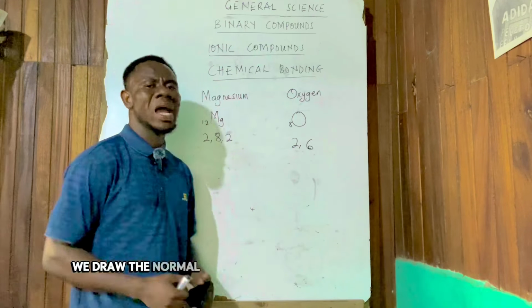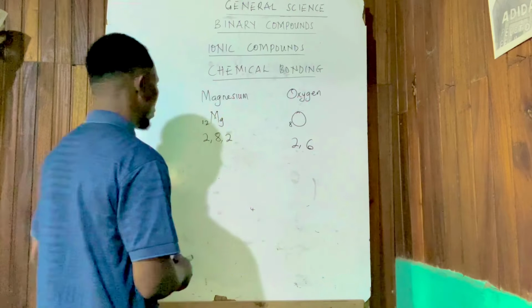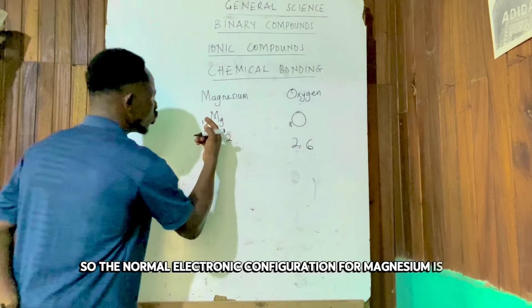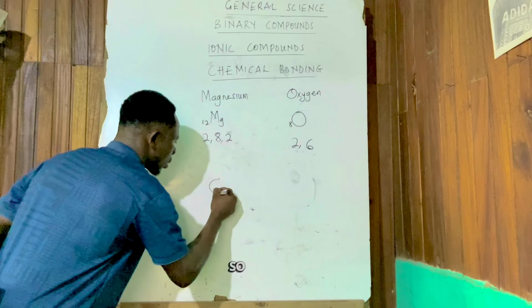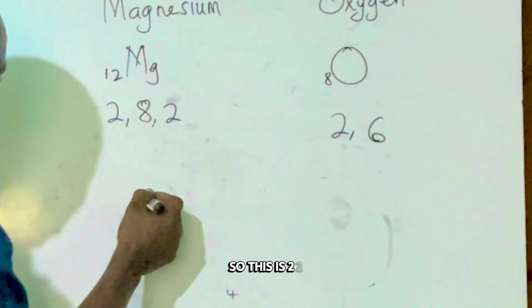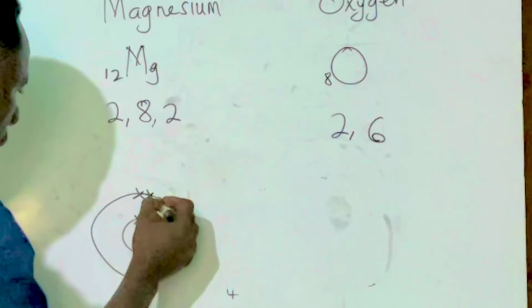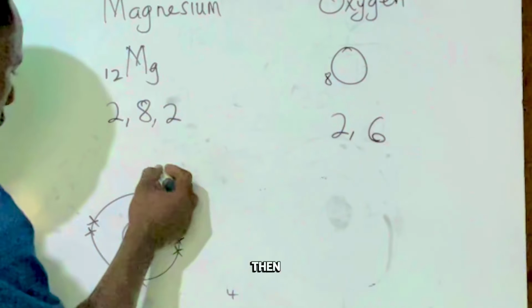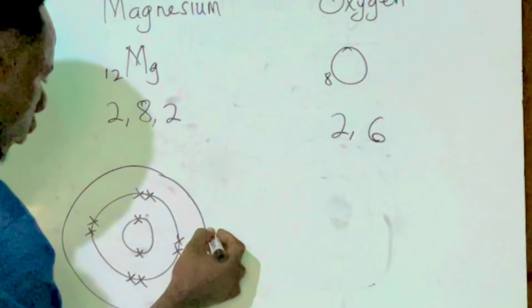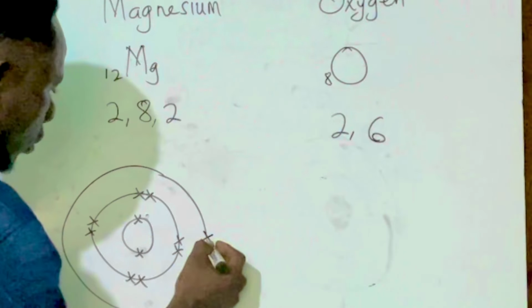We draw the normal electronic configuration for magnesium. So the normal electronic configuration for magnesium is 2, 8, 2. So we draw for 2, 8, 2. So this is 2, 8, then 2. So this is my magnesium. Now, when you are drawing, all these are not needed, but you just do it somewhere, then it will guide you to draw this.